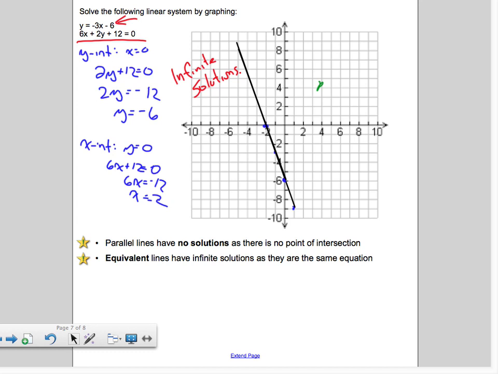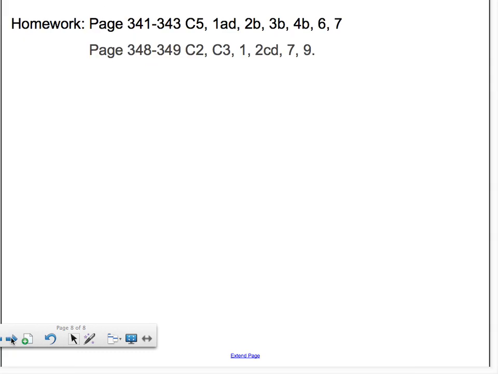The second concept is equivalent lines have infinite solutions, as they are really the same equation. Any questions on that? I just want to make sure you understand the concepts and don't get freaked out when that happens. So for homework, that's your homework.